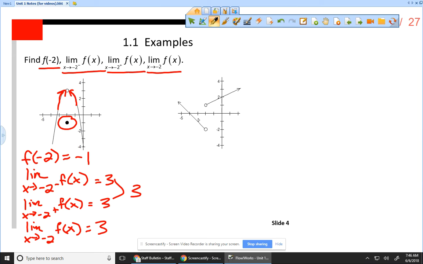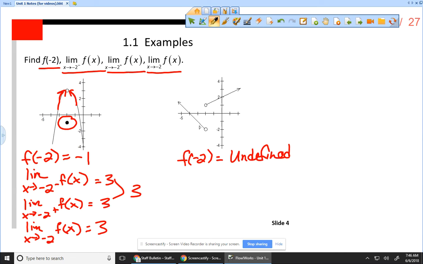On to the example on the right, f of -2. First of all, f of -2. What is the y value on the graph of f when x is -2? So we see that there is an open circle here. There is an open circle here. There is no closed circle when x is -2. Therefore, the function is undefined.